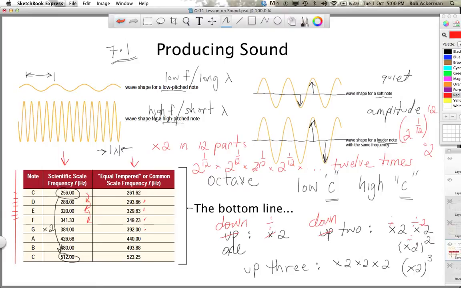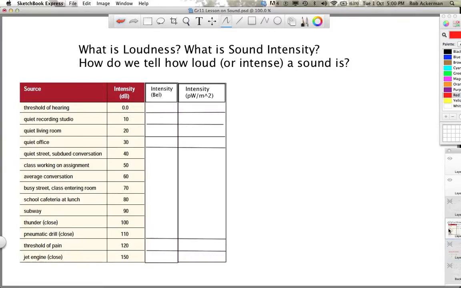What I want you to know is this part, that when you double the frequency, you go up an octave, and when you halve the frequency, you go down an octave. All right, enough said. Moving on.